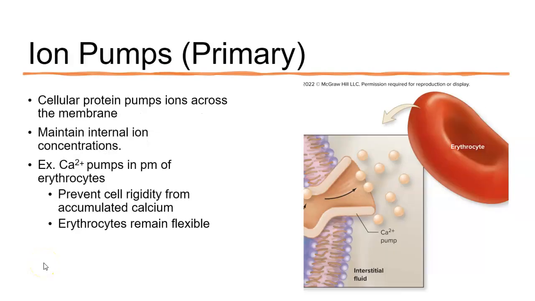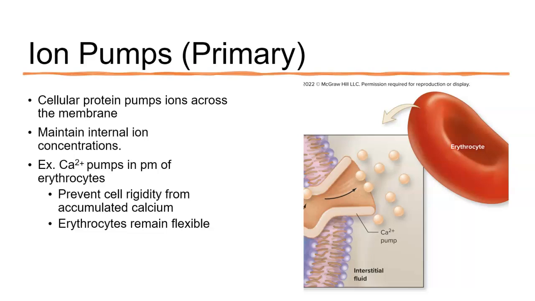Okay, by now I bet you can figure out what ion pumps do. Pretty good when the name tells you everything, right? They pump ions across the cell membrane that help maintain the internal concentration of ions in the intracellular fluid. So one example of that is a calcium pump that pumps calcium across the plasma membrane to get out of the erythrocytes. When calcium accumulates inside our red blood cells, that can cause the cells to become very rigid.